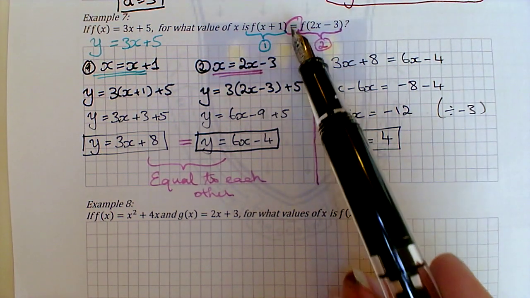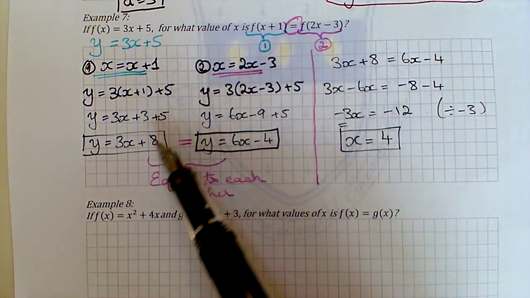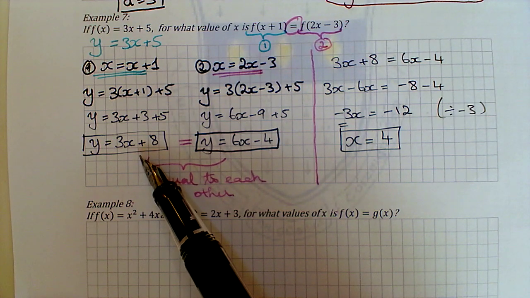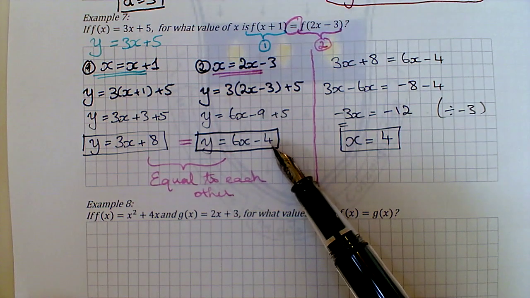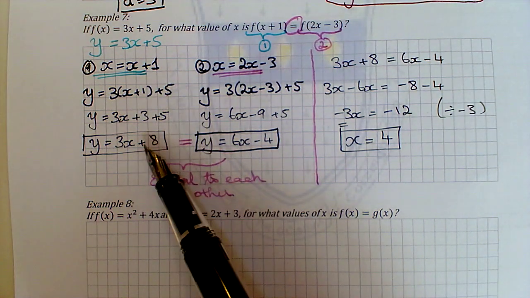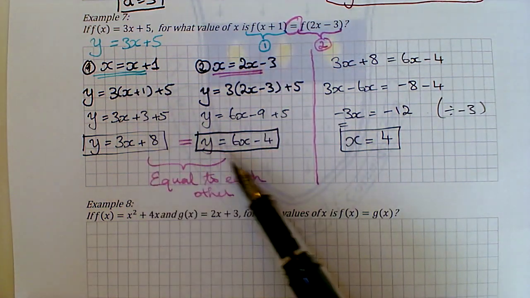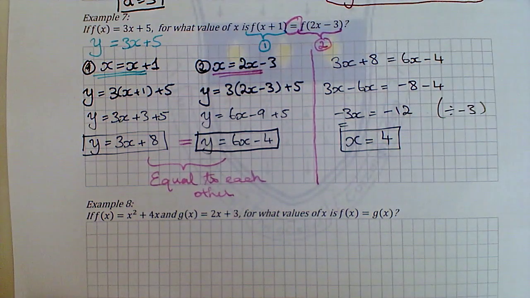They've told you that the output for this format of the function is the same as the output for this format of the function. So you find out what that output looks like, and you set them equal to each other to solve for x.